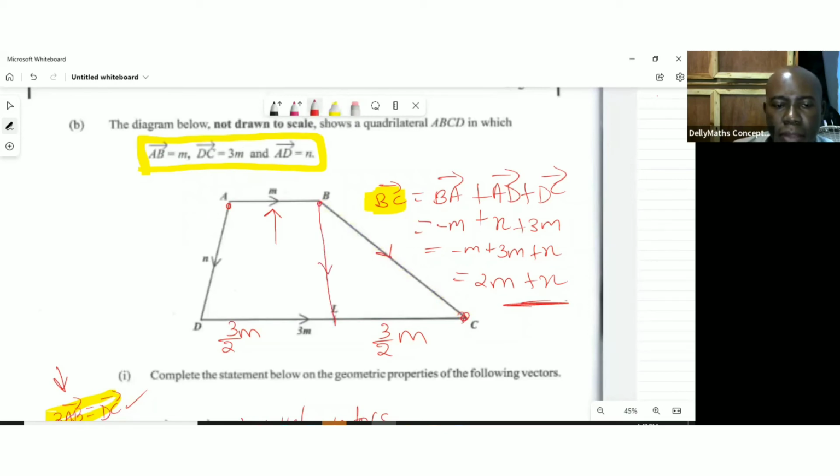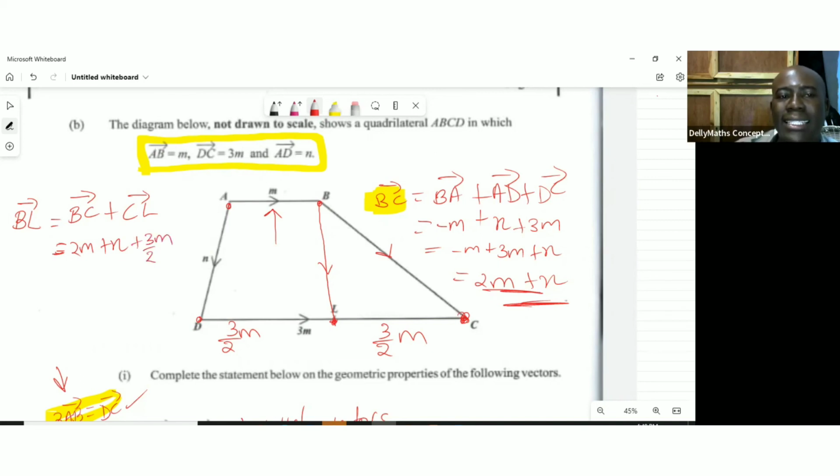If we want to find BL, there are two ways to get there, but I'm going to take the shortest route. I'm going to move from B to C and C to L. We were asked to find BL. We just found that L is the midpoint of DC, so from D to L is 3 over 2M, which is 1.5M, and the same from L to C, half of the journey. B to L could be from B to C plus C to L. From B to C, we just found it to be 2M plus N, and we're heading in the same direction, so it's fine. We're adding C to L, which is 3 over 2M.